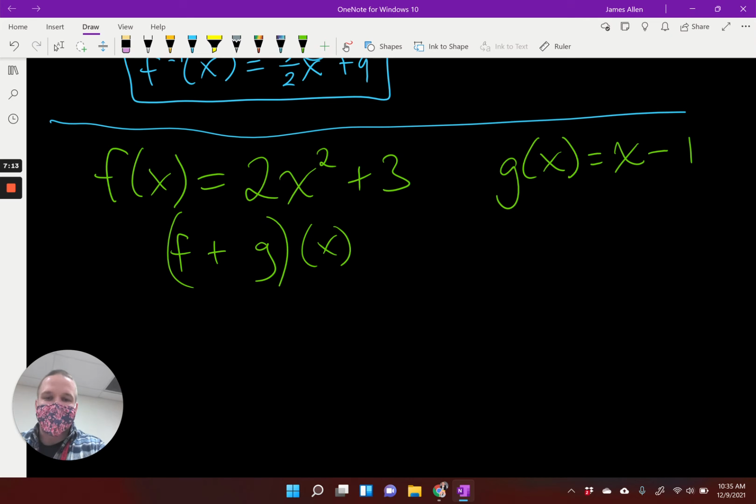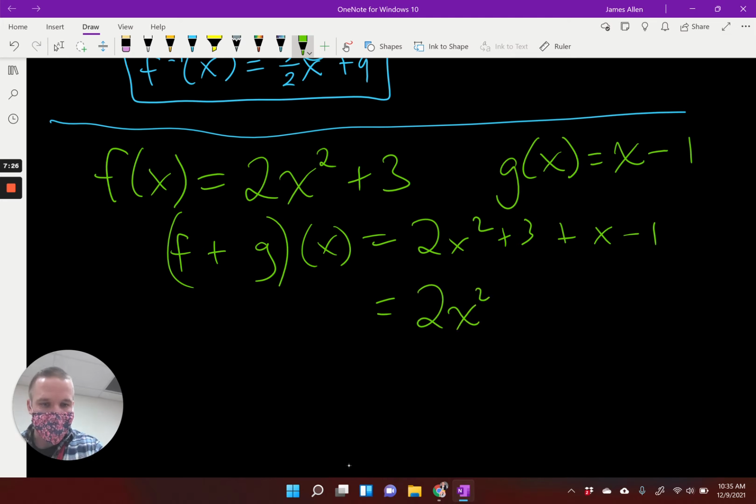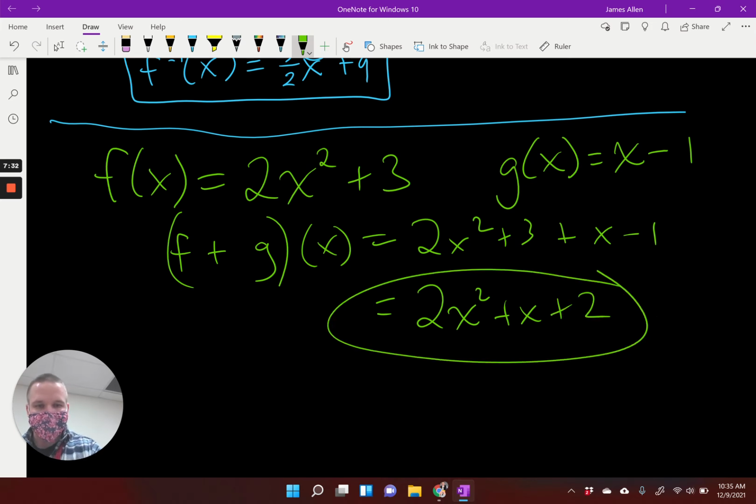Let's go with the one that we have now. All it is is 2x squared plus 3, which is our f, plus x minus 1, which is our g. Now I can combine like terms if possible. I have 2x squared, plus x, and then 3 and -1 gives me 2. That's it. Done with that one.